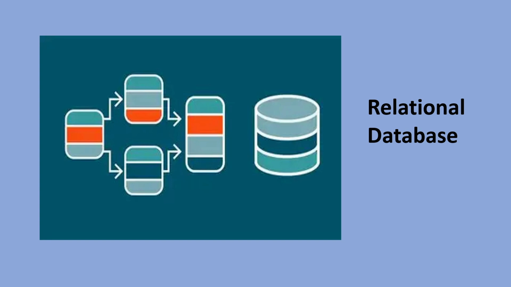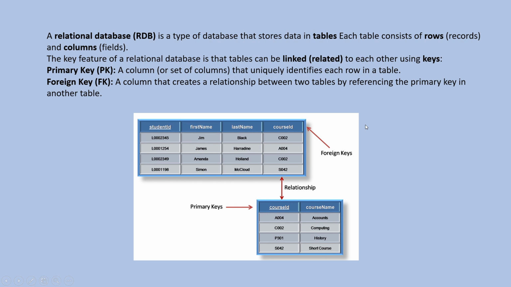In this video we are going to discuss relational databases. A relational database is a database where the data is stored in tables, and the tables are related or linked to each other by using some keys, and those keys we call primary key and foreign key.